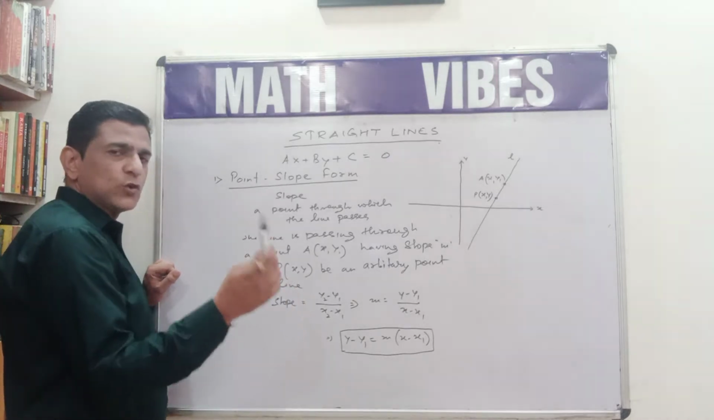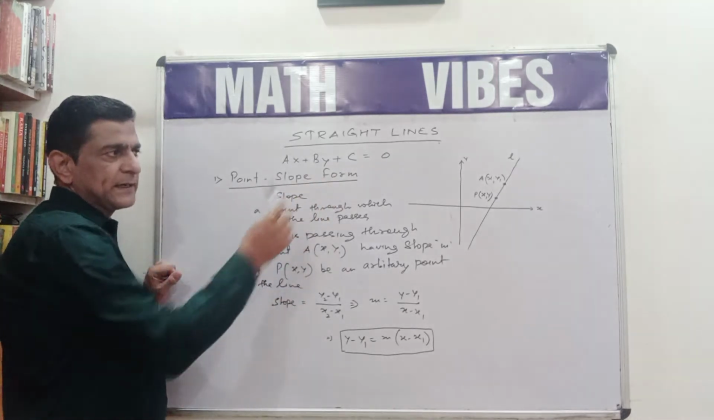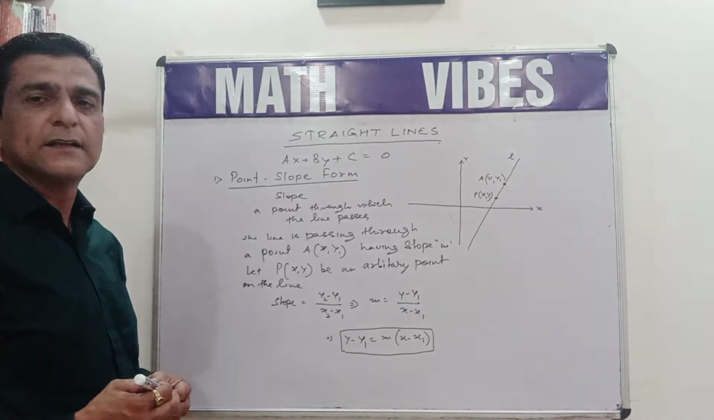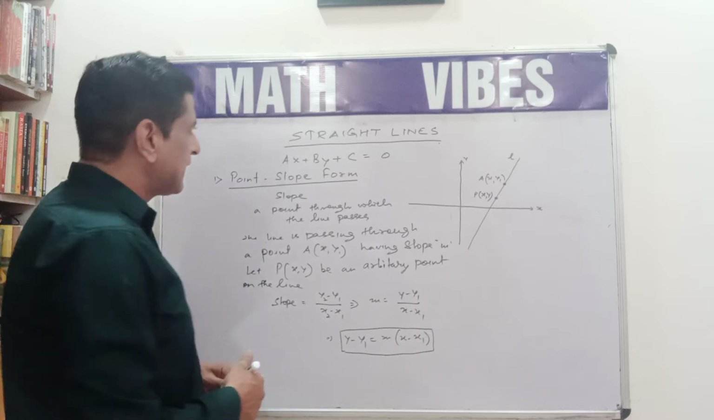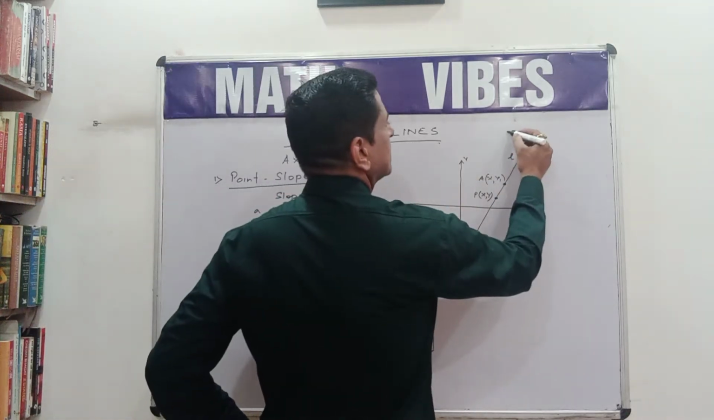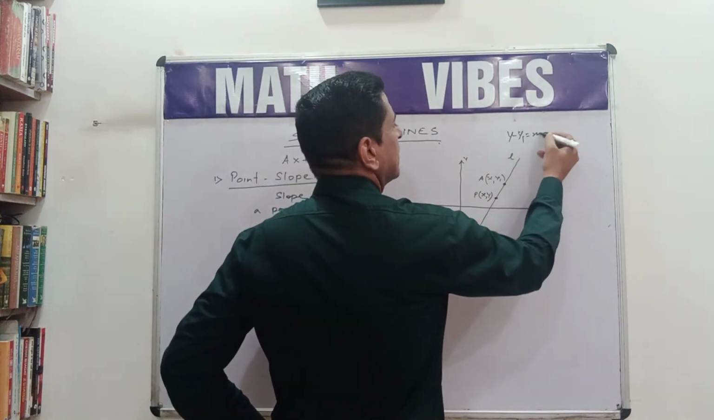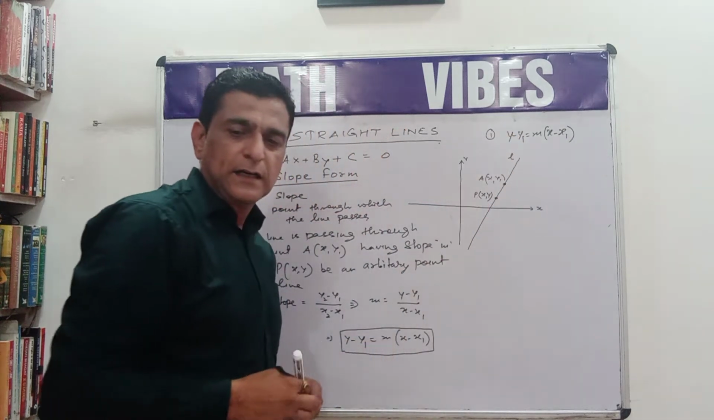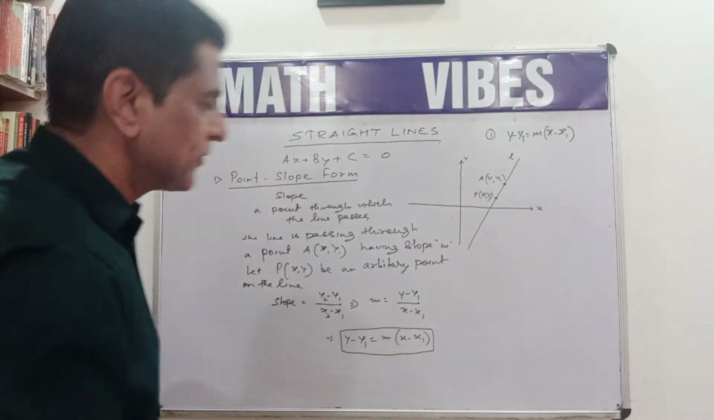It is used when a point through which the line passes, which we have taken as A, and the slope of the line, which we have taken as m, are given. Now let me write this equation here: y minus y1 = m (x minus x1). This is the first equation we have got, other than the general equation of a line.